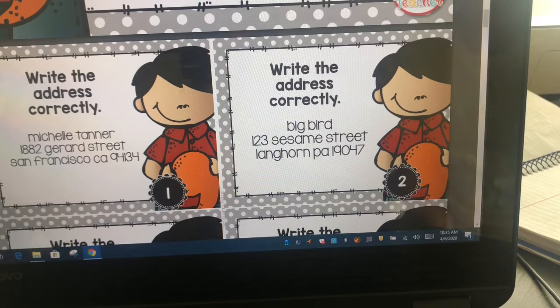So on my whiteboard, I'm going to write the address correctly. Big Bird, 123 Sesame Street, Langhorne. PA means Pennsylvania, 19047. Make sure you put the right capital letters. And then where does the comma go?